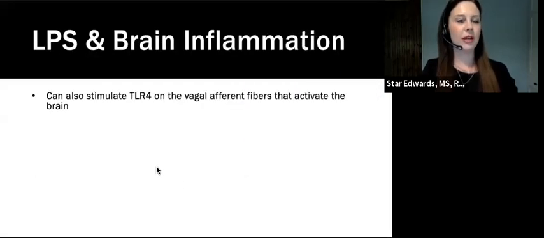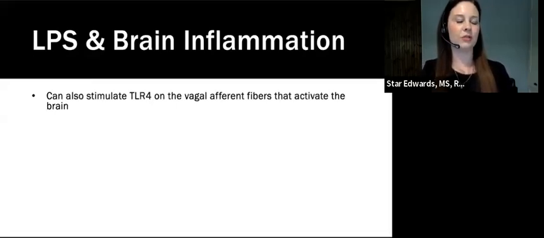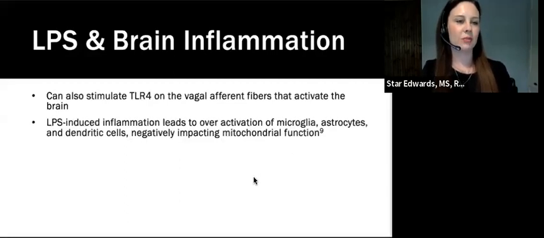LPS can also stimulate toll-like receptor 4 on the vagal afferent fibers that activate the brain. So the vagus nerve connecting the gut to the brain also has these receptors. LPS binds to them, and it flips on inflammation and activates the brain. This LPS-induced inflammation leads to overactivation of microglia, astrocytes, and dendritic cells, negatively impacting mitochondrial function.